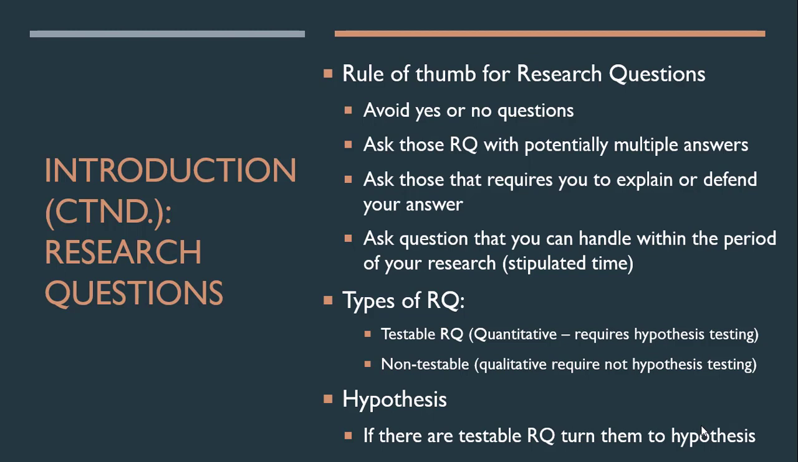Remember, we have two types of questions, testable and non-testable. And depending on which one you are using, one will require hypothesis, while the other will not require hypothesis. If you have testable research question, then you must have hypothesis for them. In your chapter 1, when you are stating your hypothesis, you state the alternative hypothesis. You do not state the null hypothesis in your chapter 1.